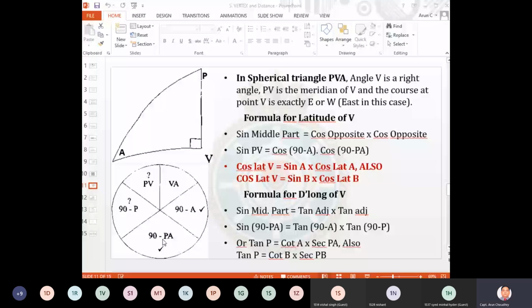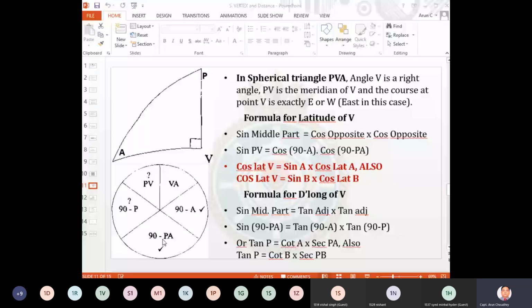Was everybody's diagram correct? Just write yes or no. Did everybody get the correct Napier diagram? I want an answer quickly. Yes or no? Okay. I don't see any no, so I assume everybody has understood how to make this Napier's diagram.